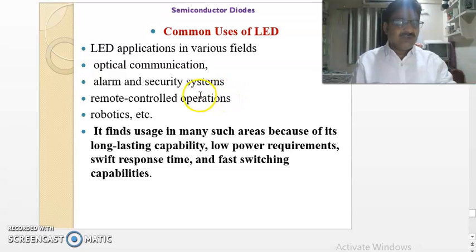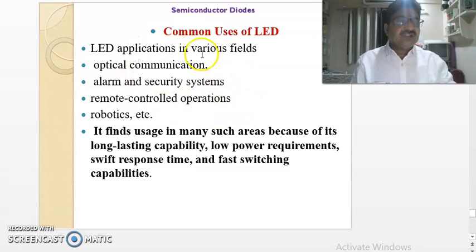In our mobile phone, LEDs are utilized for flashing. We say flash on off. What is it? It is nothing but light emitting diode. Here optical communication, alarm and security communication, remote controlled operations, robotics. In case of robotics also, LEDs are used, etc.